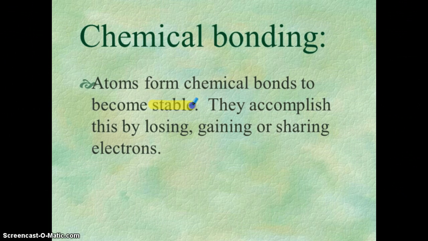So if they're unstable, then that's what they're working towards. They want to be like the noble gases. They're jealous. So they accomplish this by losing, gaining, or sharing electrons. And we're going to talk about the different circumstances for each.